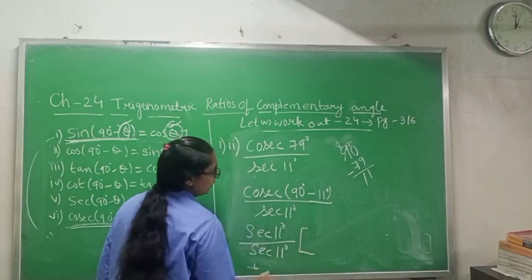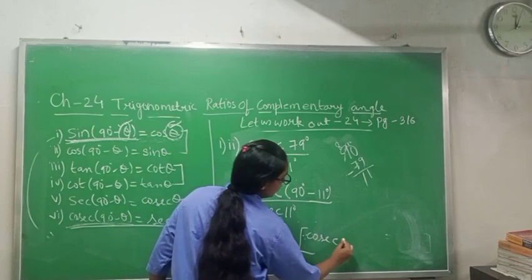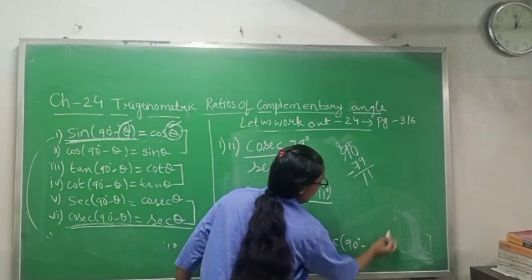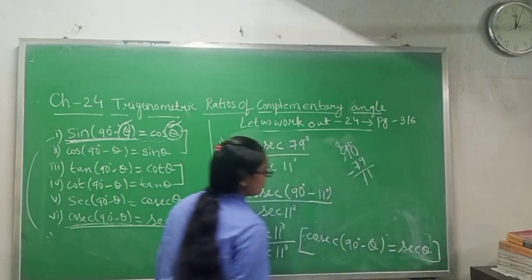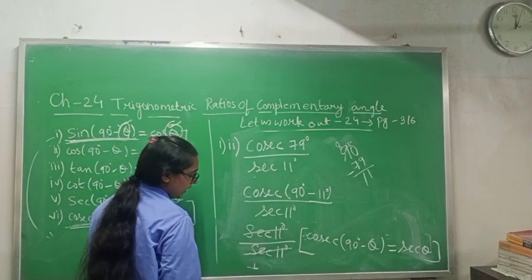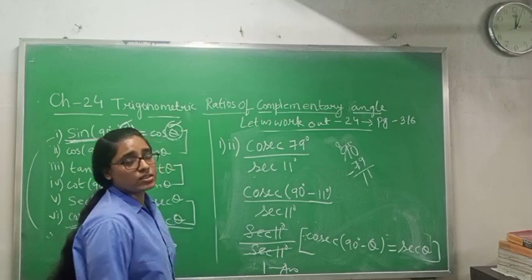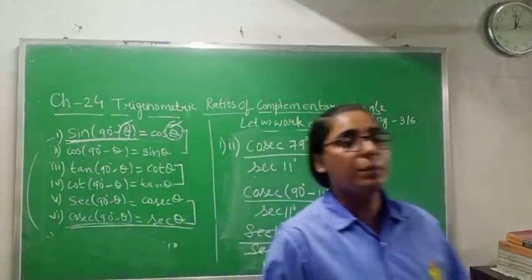And in brackets what will I write? Therefore cosec(90° − 11°) = sec 11°, which is a standard angle, that is why you are writing it. So sec 11° will cancel out and again you will get 1. So this is your answer, 1. In 1, 2 you are getting answer 1. Complete this one.